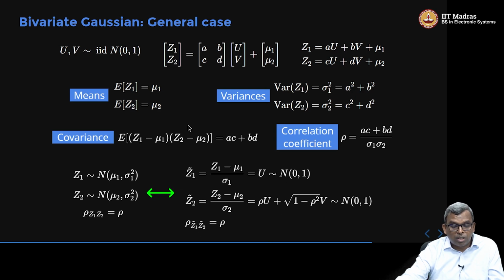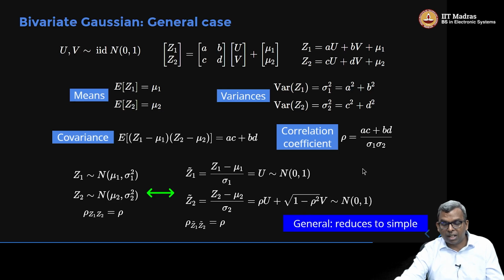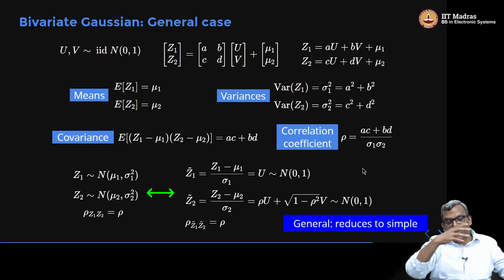So instead of worrying about the distribution of Z1 and Z2 and dealing with complicated formulae, I will only worry about the joint distribution of Z1 tilde and Z2 tilde and do all calculations there. If I have to do probability calculations with Z1, Z2, I can always translate it into probability calculations involving Z1 tilde, Z2 tilde, and for that I know the joint PDF because it has the simple form. So this is the way in which I can reduce the general case to the simple case.